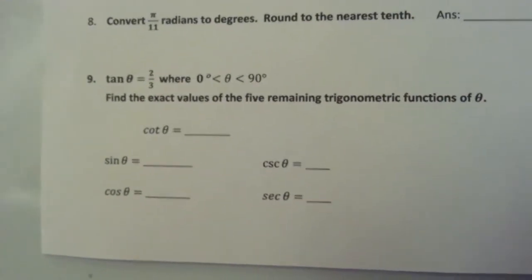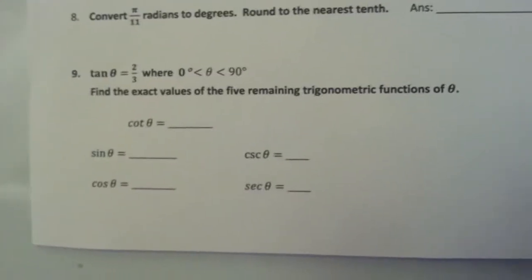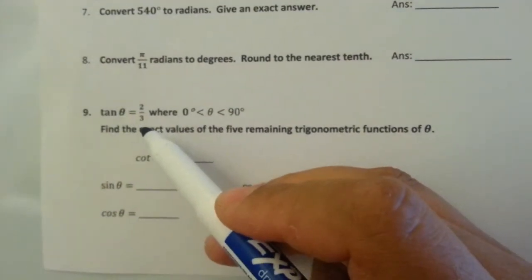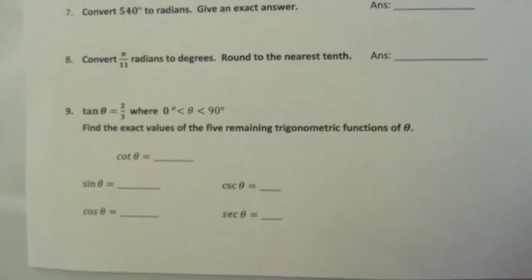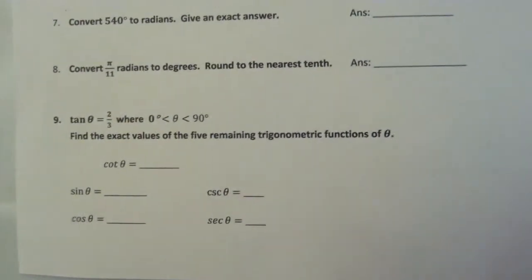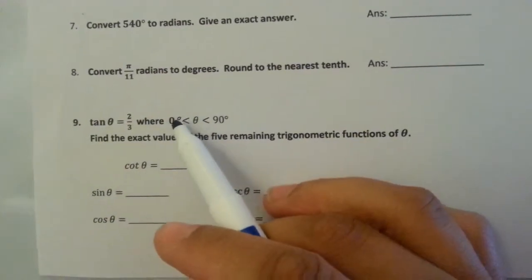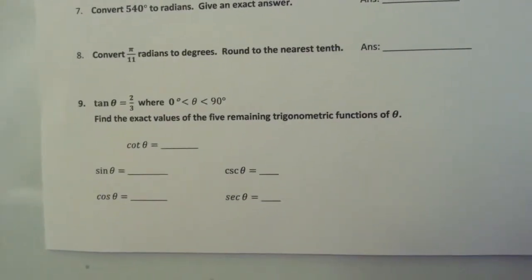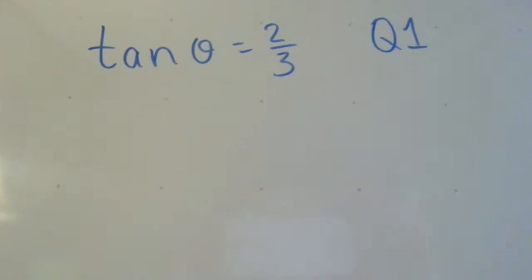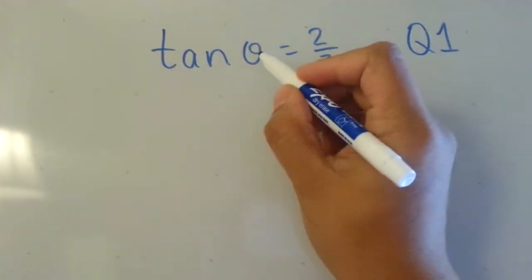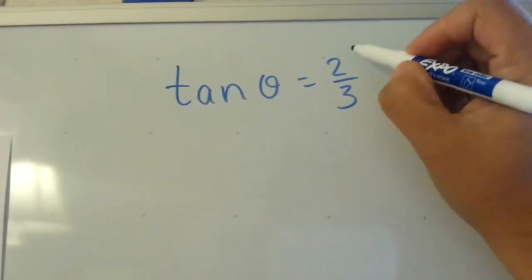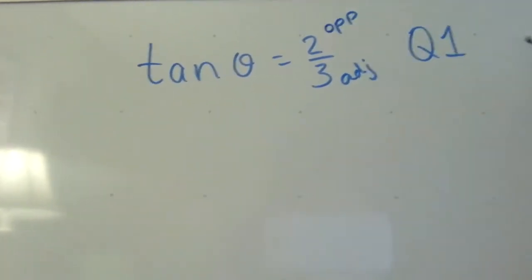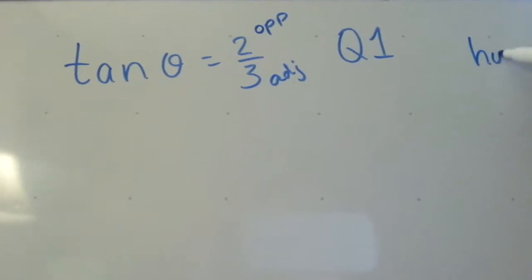Number 4 of quiz 5.1E. We're going to look at the last question, which is: given one trig ratio, tangent is 2 over 3, can we find the remaining trig ratios? They tell us that our degrees are between 0 and 90, so that means that we're in quadrant 1. So we know that we're in quadrant 1, and tangent theta is 2 over 3. Tangent is opposite over adjacent. So the one that's missing is the hypotenuse.